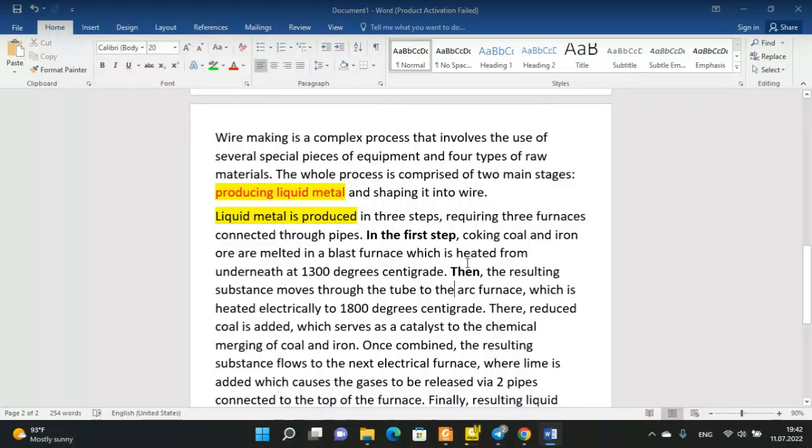So, for example, if you melt a metal in one stage, in the next stage you can say the melted metal, right? That way it improves your CC, coherence and cohesion. It's called referencing. So the resulting substance here is referring back to this first stage, which makes it easier for the reader to understand and improves my coherence and cohesion. So the resulting substance moves through the tube to the arc furnace, which is heated electrically. So I'm still at this stage.